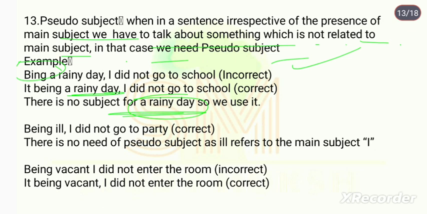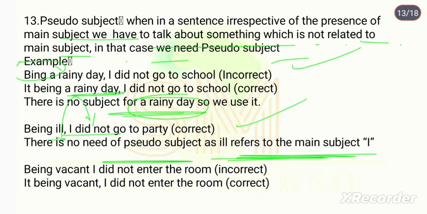Next we can say: Being ill, I did not go to party. Correct. Why is it correct? Because I being ill, बीमार कौन था, मैं ही तो था. So there is no need to use a pseudo subject because ill refers to the main subject I. Like: Being ill, Mohan did not go to school.